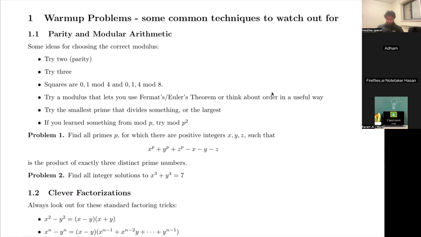So let's look at problem 1. The problem here is you want to find all prime numbers p for which there exist x, y, z so that this expression is a product of exactly 3 distinct prime numbers.